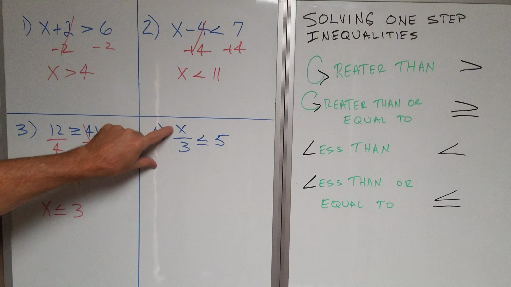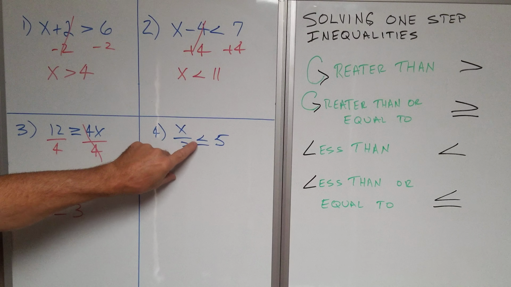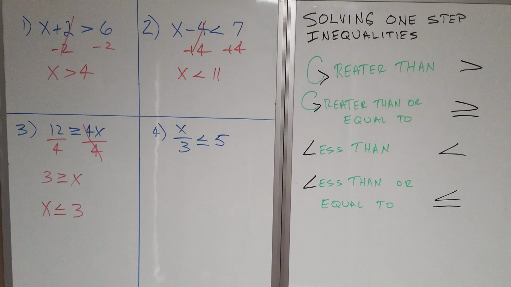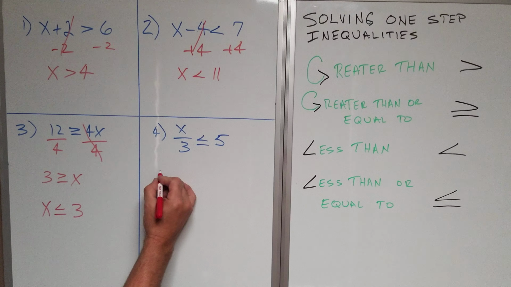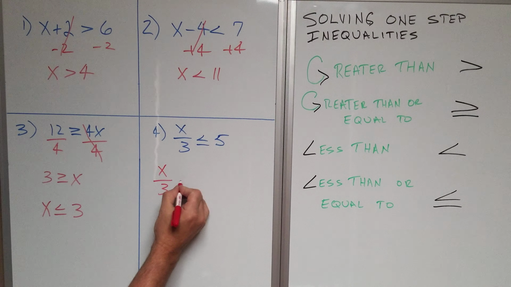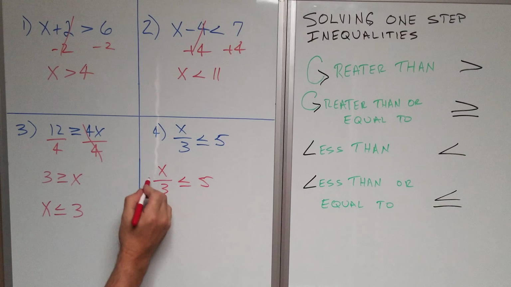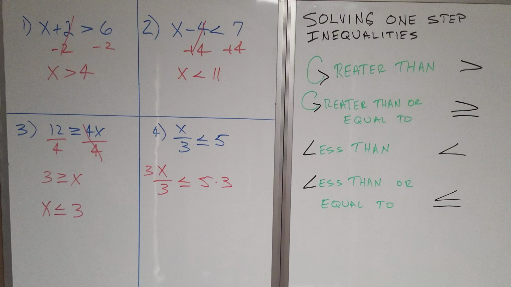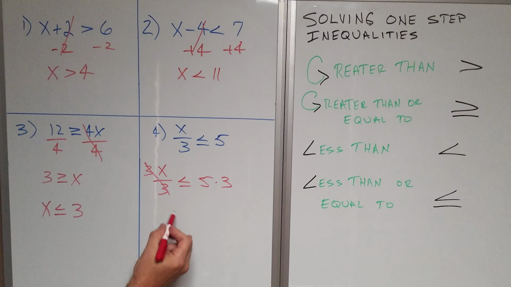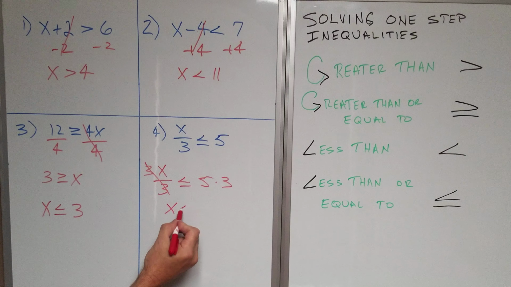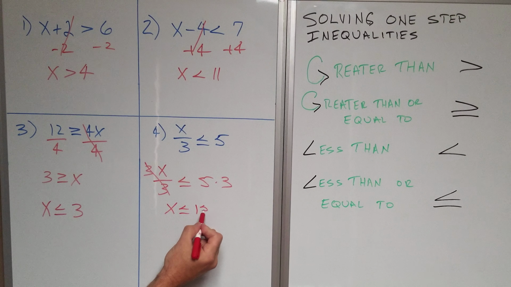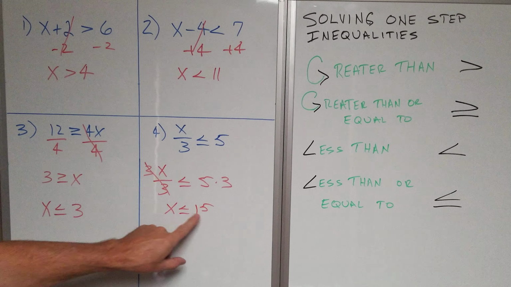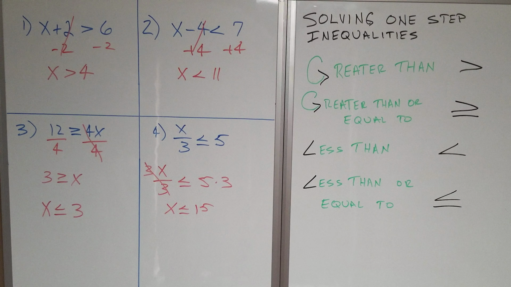Number 4, x divided by 3 is less than or equal to 5. The inverse or the opposite of dividing by 3 is multiplying by 3. So let's go ahead and rewrite this. We'll multiply by 3 here. And since we did it to one side of the equation, we're going to multiply it by 3 on the other side. These 3's cancel out. And we have x is less than or equal to 15, meaning that any number that is less than or equal to 15 will satisfy this inequality.